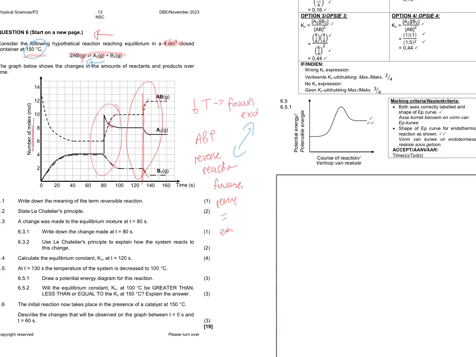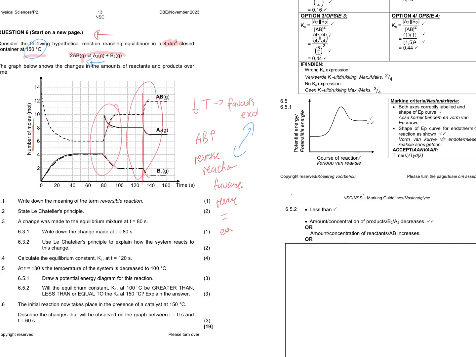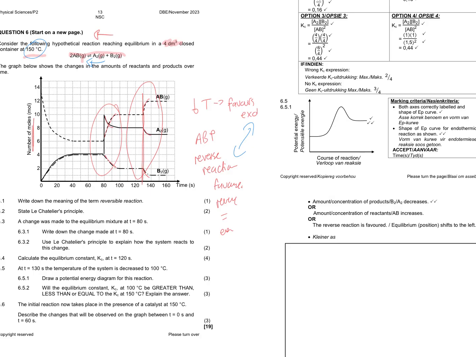The Kc value will only ever change if you change the temperature. We lowered the temperature, we favored the reverse reaction because the reverse reaction is exothermic, which means the Kc value will decrease. Okay, so here they say it's going to be less than because the amount of products decreases. The reverse reaction is favored. So we said all of those things.